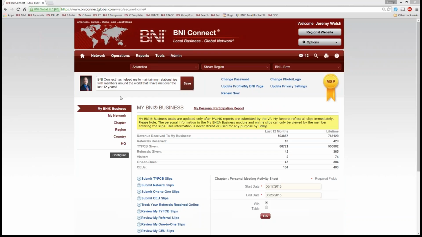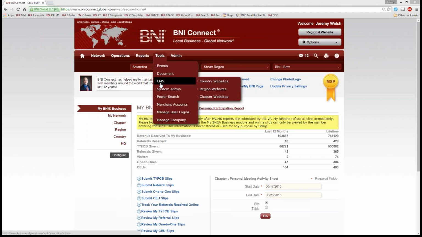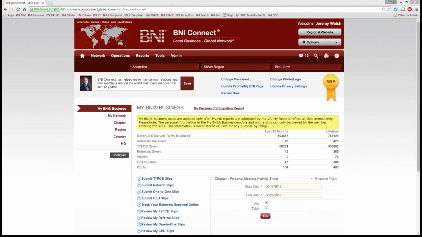The way that permissions in BNI Connect work is all of us are using the same system. It's just which levels you have access to. So most of the time, for example, a regular member that logs in is only going to see the home, network, operations, and reports. They don't have access to anything under the tools menu, which is stuff like the chapter website, for example. And they're not going to have access to the admin menu because that's mostly dealing with permissions. So most members would only even see network, operations, and reports.